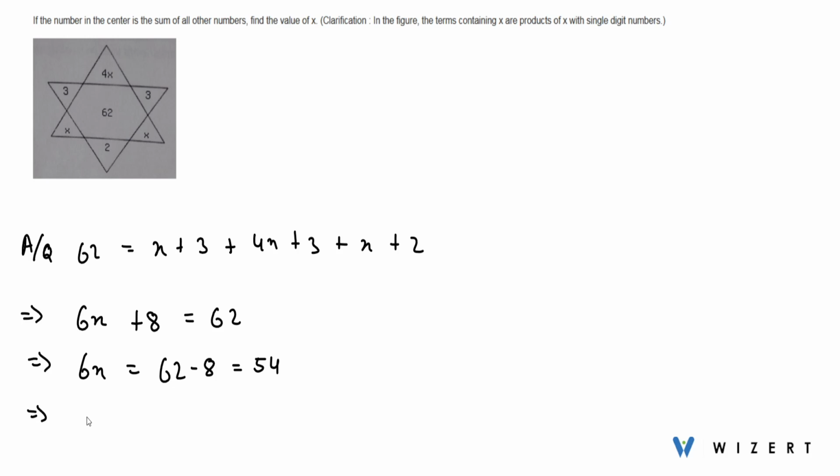Now in order to find the value of x, we have to divide both sides of the equality by 6. So 54 upon 6 will be equal to 9. Therefore, x equals 9 will be our required final answer.